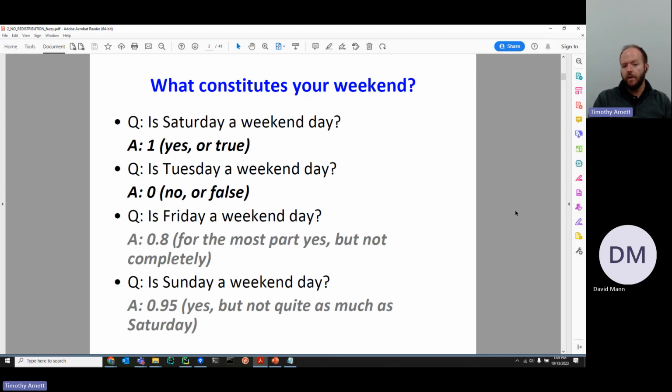Would people consider Tuesday a weekend day? Well, it's in the middle of the week. It's not adjacent to the weekend days that people typically consider weekend days. So no, it is not a weekend day. And so we say the membership in that set is 0.